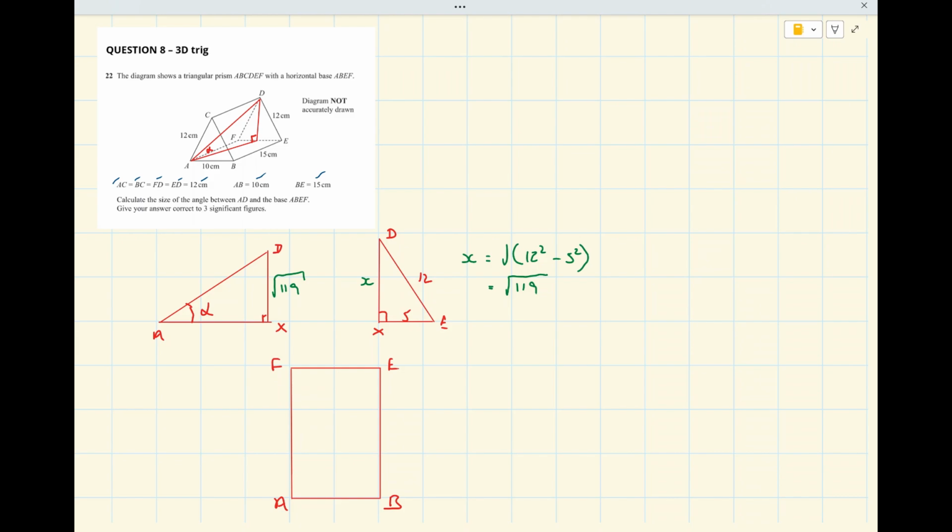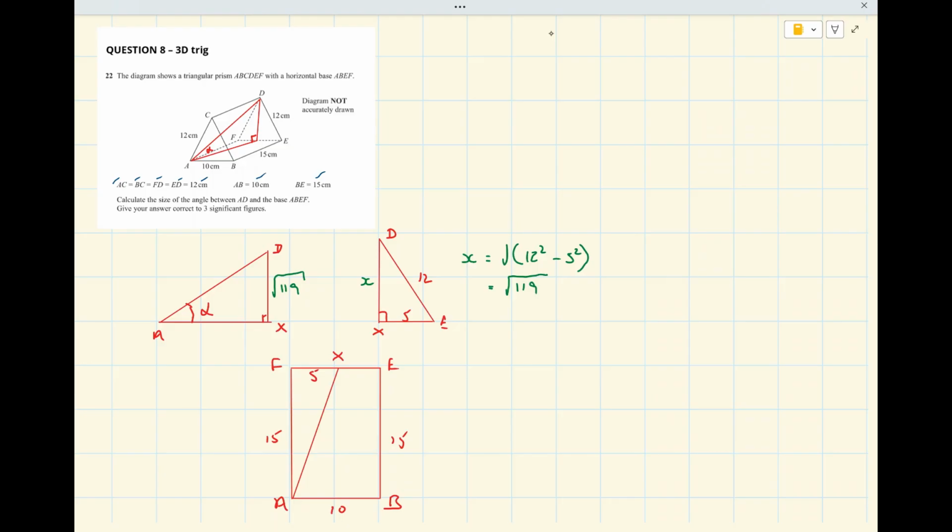And my line from A to X goes from A to X. Now, what length dimensions do I know on that? Well, I know that EB is 15, so that's also 15. That whole length is 10, so that's 5.